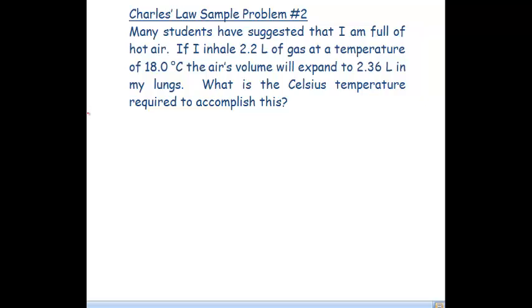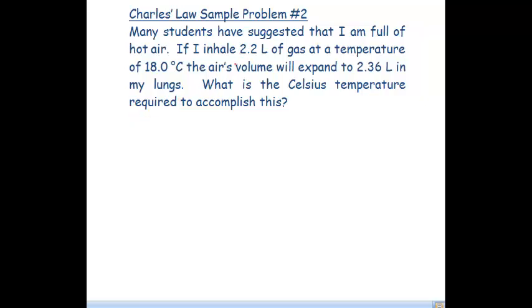Here's our second Charles' law sample problem. Many students have suggested that I am full of hot air. If I inhale 2.2 liters of gas at a temperature of 18.0 degrees Celsius, the air's volume will expand to 2.36 liters in my lungs. What is the Celsius temperature required to accomplish this?